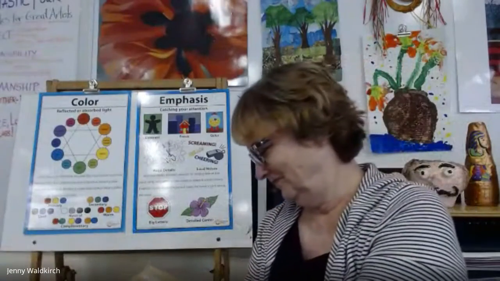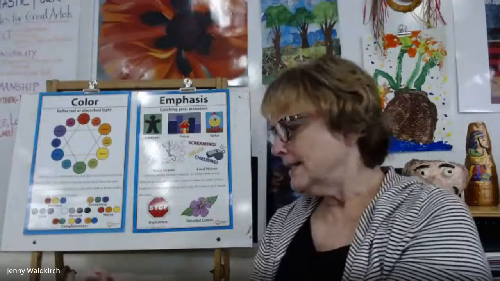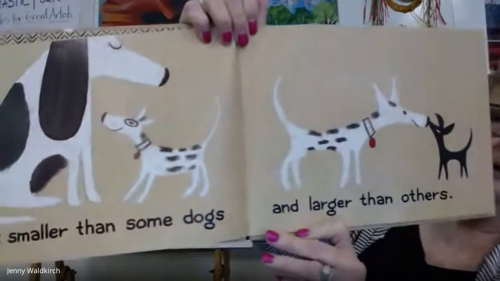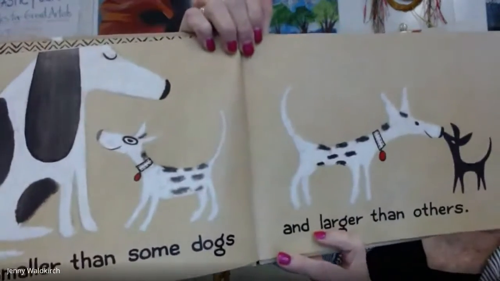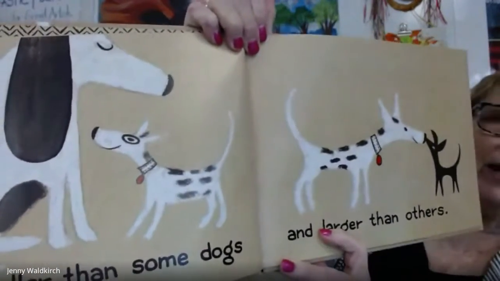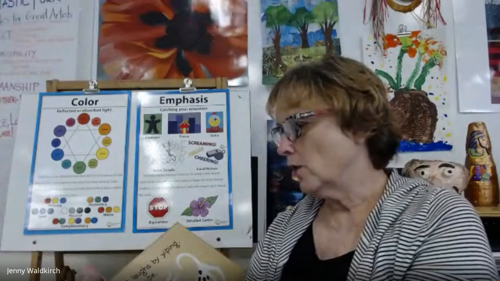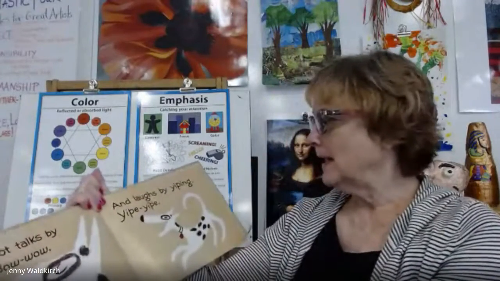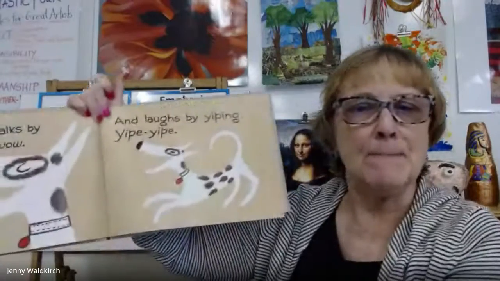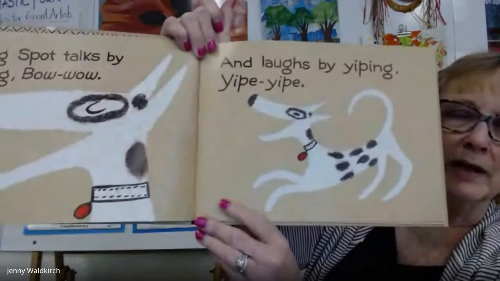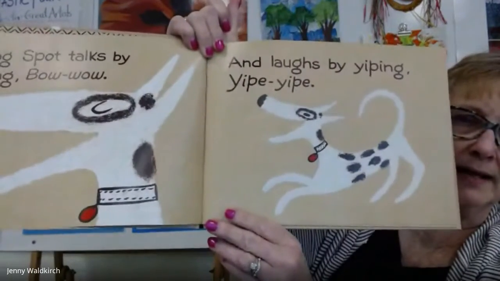He is smaller than some dogs and larger than other dogs. Can you see where the red is? My dog Spot talks by barking, bow, wow, wow, wow, and laughs by yipping, yip, yip, yip. I bet some of y'all have dogs that do that. And look, can you see the red dog tag?